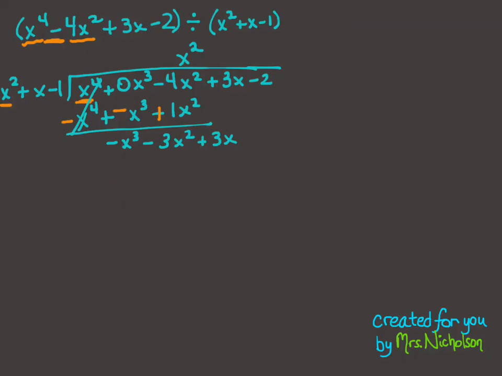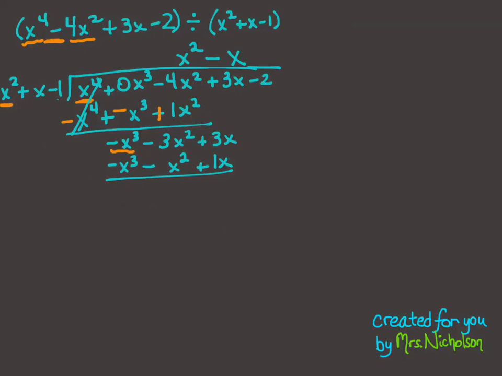All right, so now I'm looking at the x squared and the negative x cubed. What do I multiply times x squared to get negative x cubed? Well, that would be negative x. So negative x times x squared is negative x cubed. Negative x times positive x would be negative x squared. And negative x times negative 1 would be positive 1x. You can put the 1 or not, you don't have to. And we're ready to subtract.